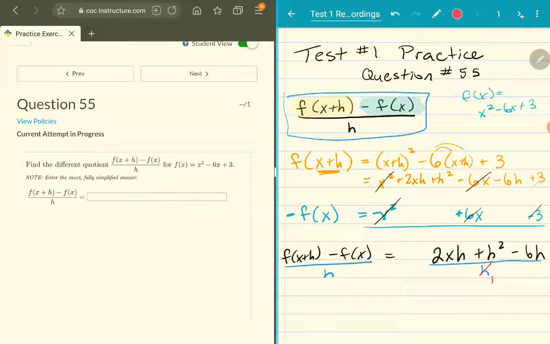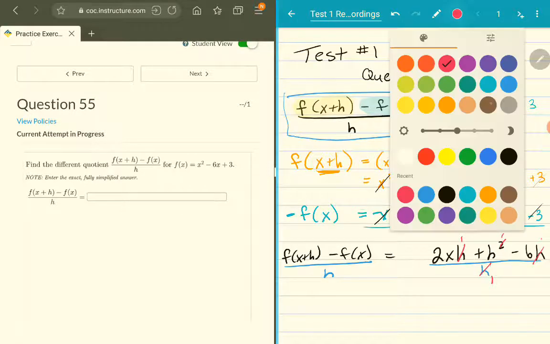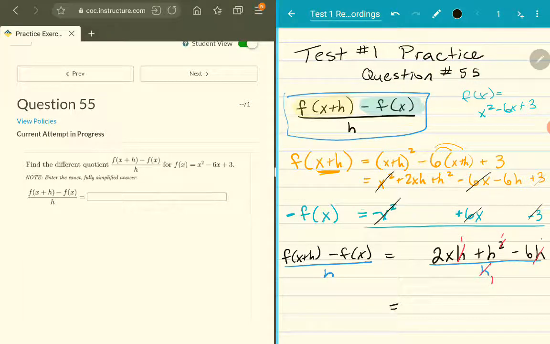That becomes a 1. I take out one h from each term, and these all become 1s. And then I am left with 2x plus h minus 6. So then I enter the 2x plus h minus 6 on the left.